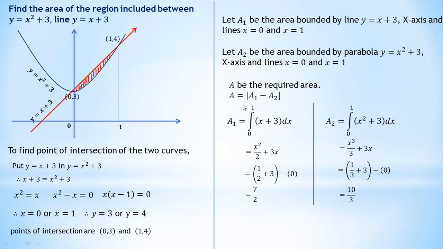Now if you want to find out the required area, then the required area will be modulus of A1 minus A2, that is here 7 by 2 minus 10 by 3, and then by cross multiplication it will be (21 minus 20) upon 6, and that is nothing but 1 upon 6 square units. So let us see the diagram and then decide how to get the area of the region which is bounded between the parabola and the straight line.